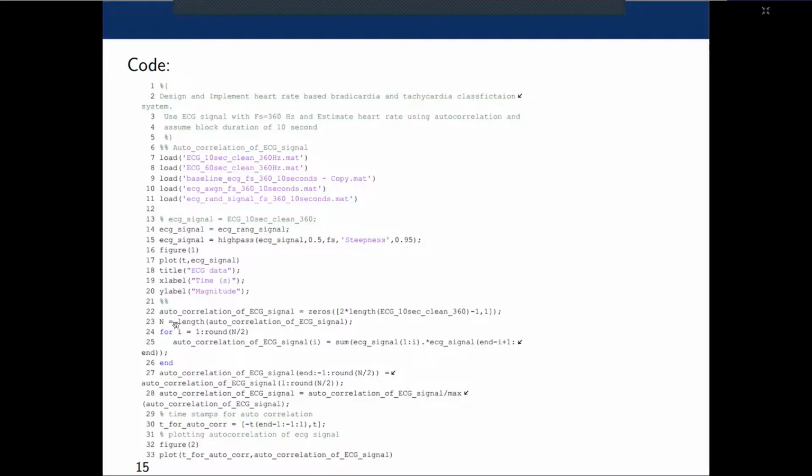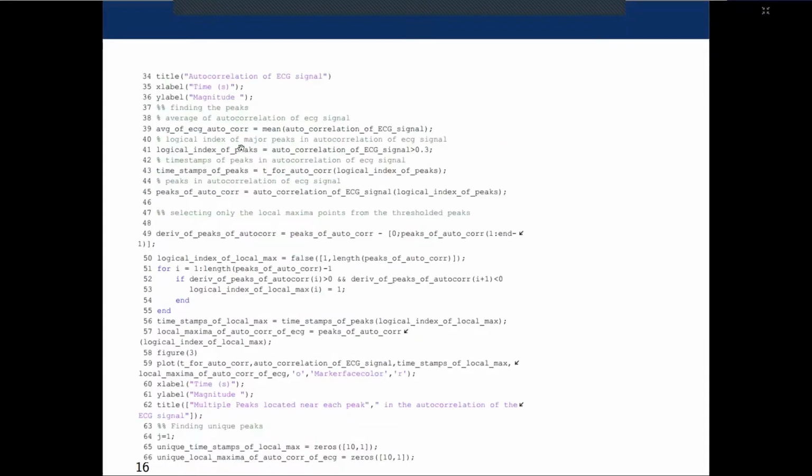Next, we find the autocorrelation from the code from 922 till 927. Next, we normalize the autocorrelation to a value of 1 and plot the data in each step. Next, here we find the thresholded autocorrelation signal with a threshold of 0.3 magnitude. This 0.3 magnitude was chosen arbitrarily to ensure a minimum number of peaks selected.